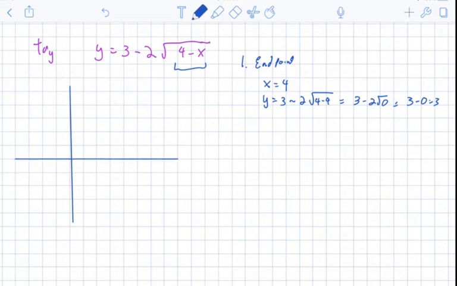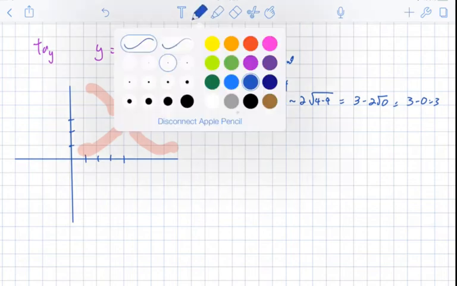All right. So 1, 2, 3, 4. 1, 2, 3. So then the question is, does it go like that, or like that, or like that, or like that? And to figure those out, I need to figure out information about the domain.